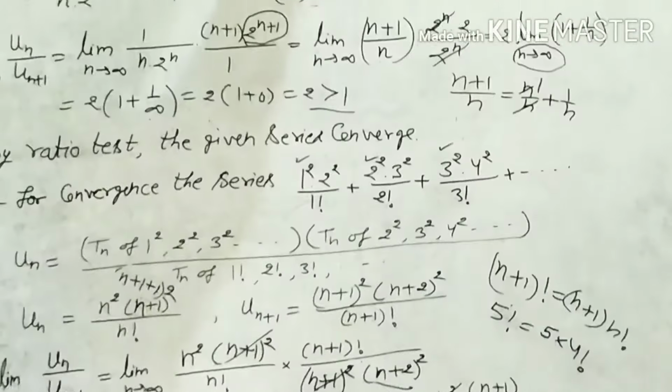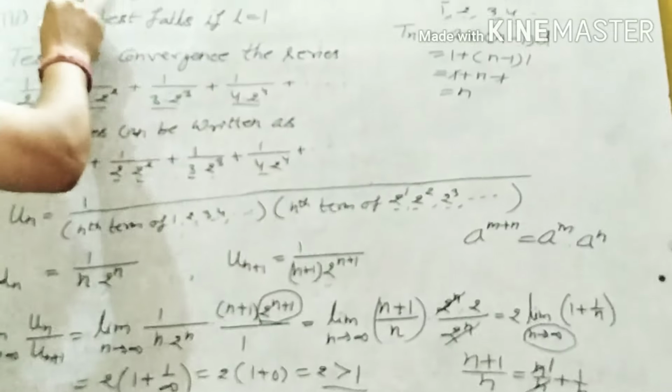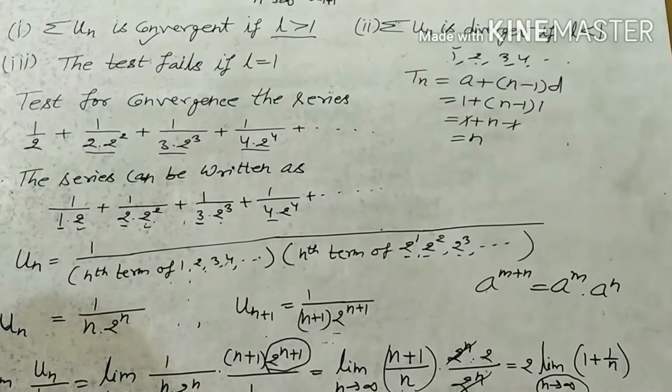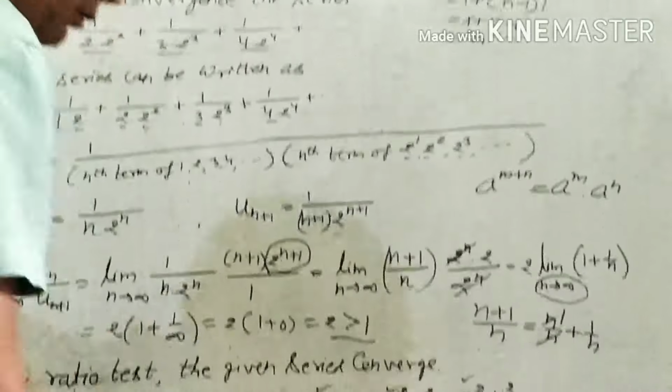Again, limit greater than 1. So by the ratio test, summation un is convergent. By the ratio test, the given series converges.